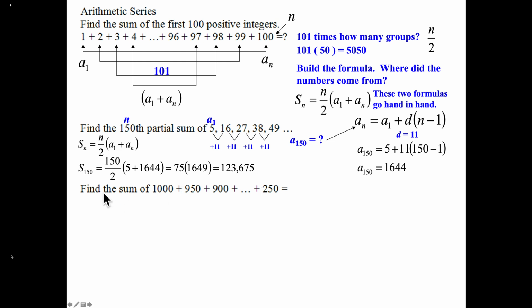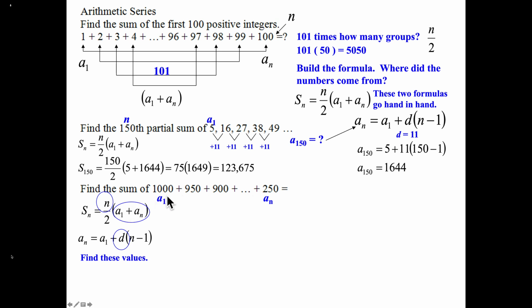Okay, we have to find the sum of 1,000 plus 950 plus 900 all the way down to 250. Okay, well, we know the first term. We know the last term. My only problem is I don't know how many terms this is because they didn't give me what's in the middle. They gave me this dot, dot, dot.